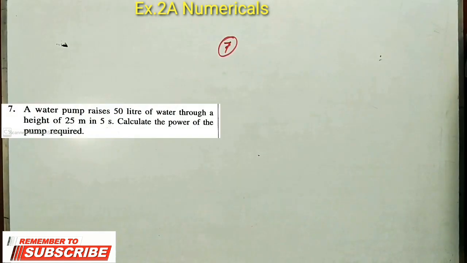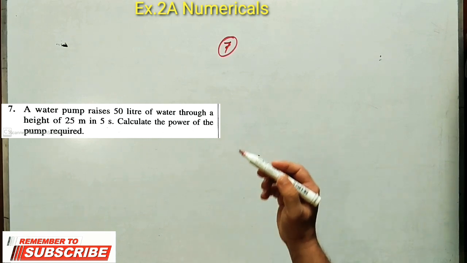Now question number 7. Look at the screen. A water pump raises 50 liters of water through a height of 25 meters in 5 seconds. Calculate the power of the pump required. And the value of g is given as 10 Newton per kilogram and density of water being 1000 kilogram per meter cube. So what all quantities are given there?